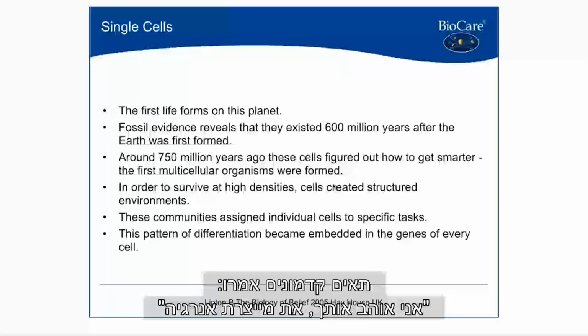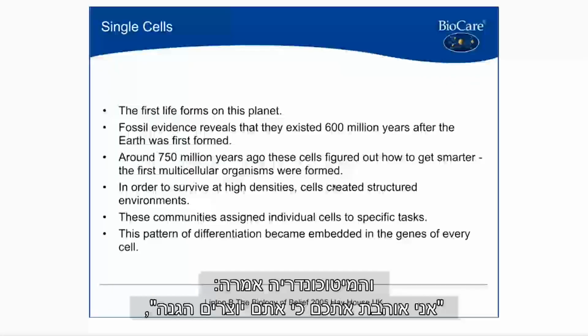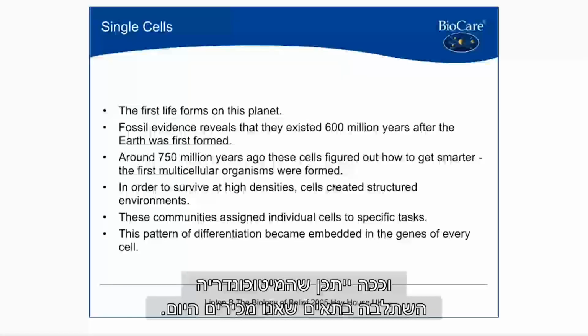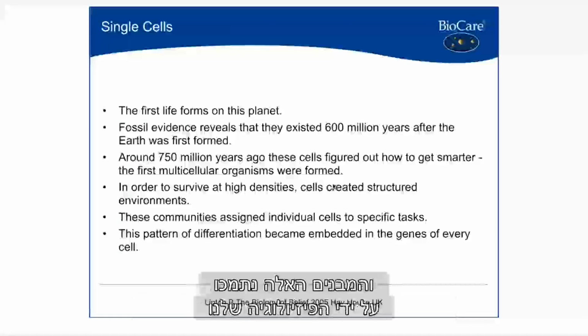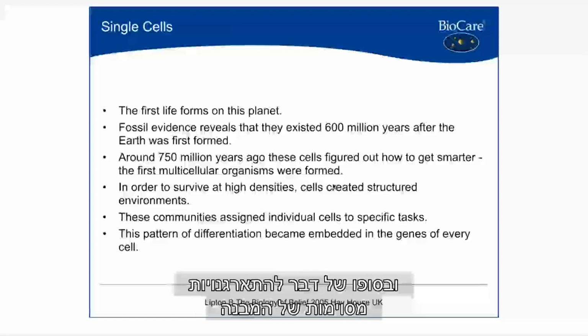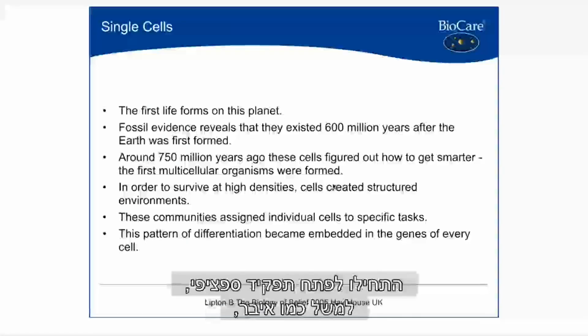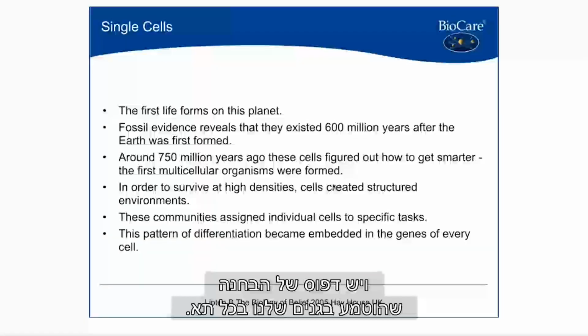Primordial cells said, oh, I like you, you make energy, and mitochondria said, oh, I like you because you create protection, and this is how potentially mitochondria were integrated into a cell to form a cell as we know it, or eukaryotic cells. In order to survive at high density, the cells had to create a structured environment, and this structure was helped and supported by our physiology, and eventually certain organizations of the structure started to have a specific function, for example, like an organ. And there is a pattern of differentiation that became embedded in the genes of every cell.